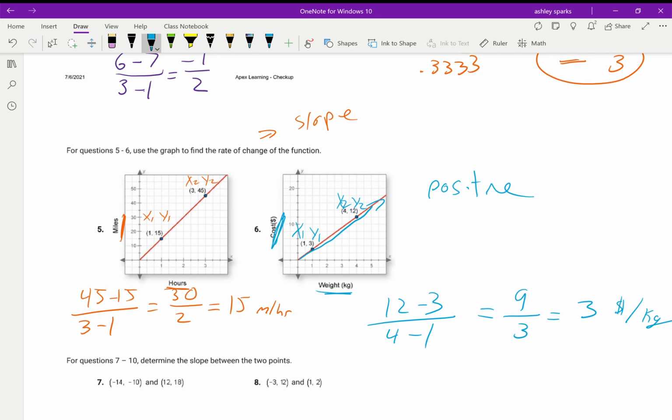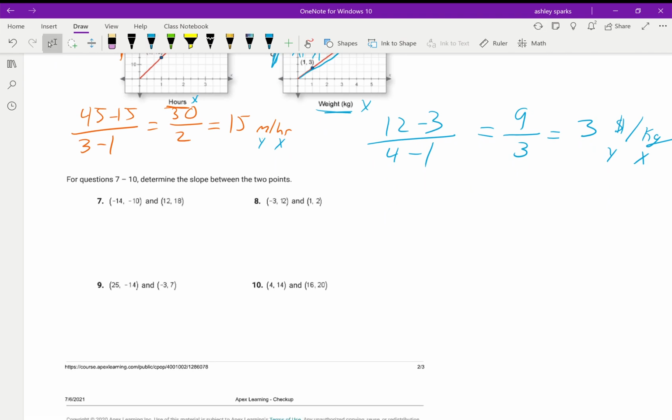So y on top when you do these, and x on bottom. So this is my y, my x. So that's why miles is on top and x is on bottom. Y-axis, x-axis, y is on top, x is on bottom.